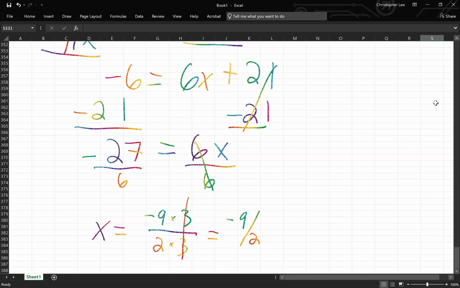I can do that. It would work out to be the same thing if I did that. It should come out to like 9.5 if I did that, something like that.